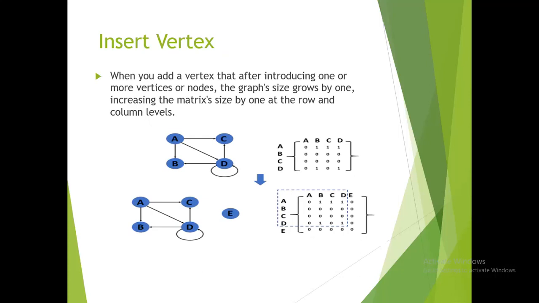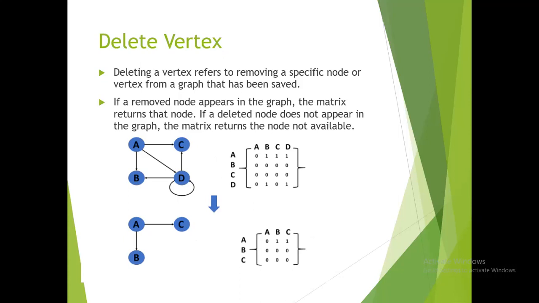When you add a vertex, after introducing one or more vertices or nodes, the graph size grows by 1, increasing the matrix size by 1 at the row and column level. Delete vertex. Delete vertex refers to removing a specific node or vertex from a graph that has been saved. If the removed node appears in the graph, the matrix returns that node. If the deleted node does not appear in the graph, the matrix returns that the node is not available.